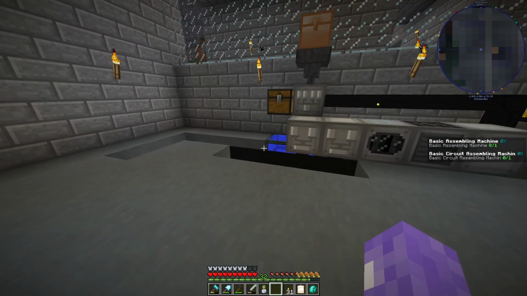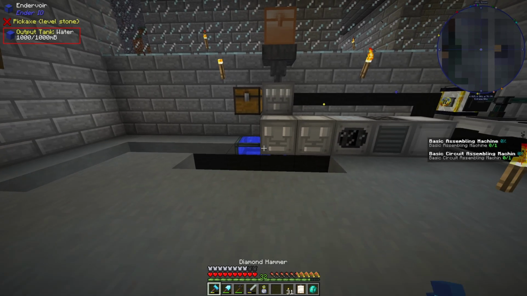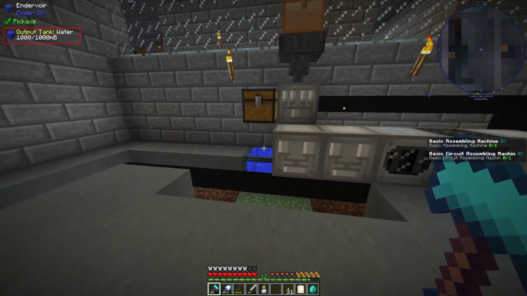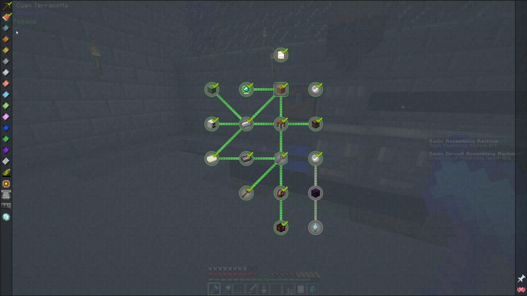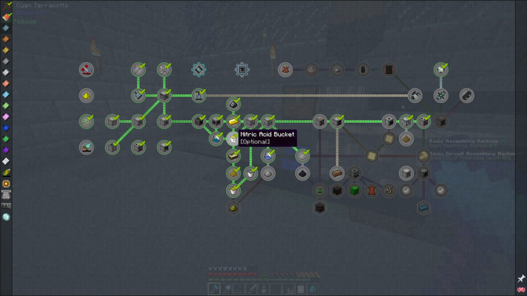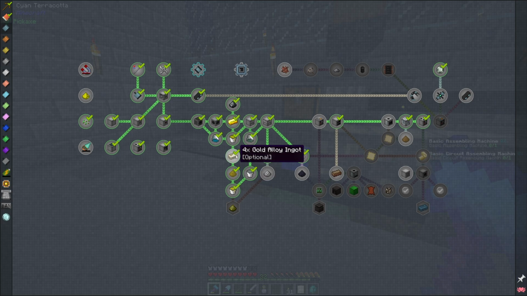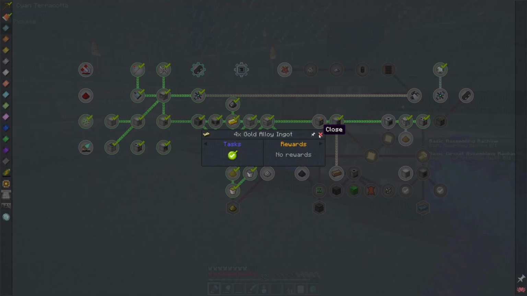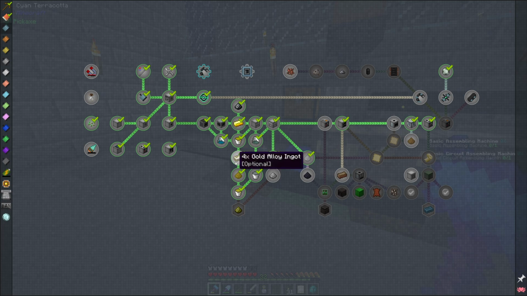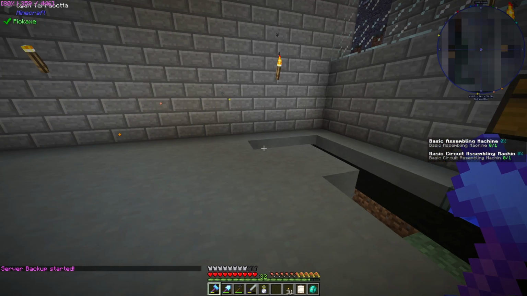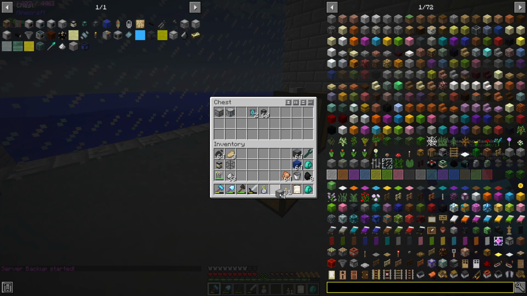So I guess the thing we've got to go and get going on here is, we have this nitric acid, and if we refer back to our quest book, we can see where we have to go from there. So we got the nitric acid, and we use the gold alloy ingot with the nitric acid to get ourselves the gold leach. So that's going to be a chemical reactor with the gold alloy. So let's get that going.